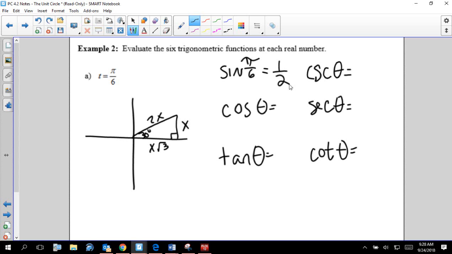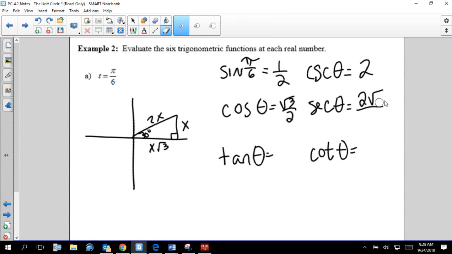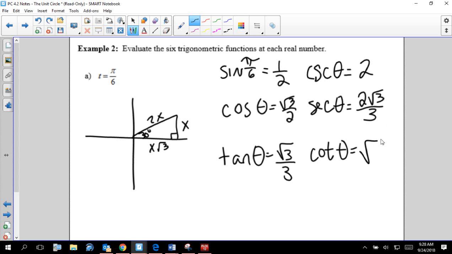What's the cosecant? 2. Excellent. And then we have cosine, radical 3 over 2. And then when you reciprocate it, you have to rationalize. It ends up being 2 radical 3 over 3. And then tangent, we do radical 3 over 3. And cotangent is radical 3. I did not have to look at my triangle ever because I memorized them.